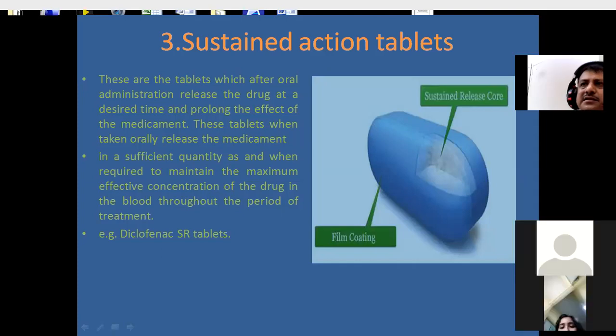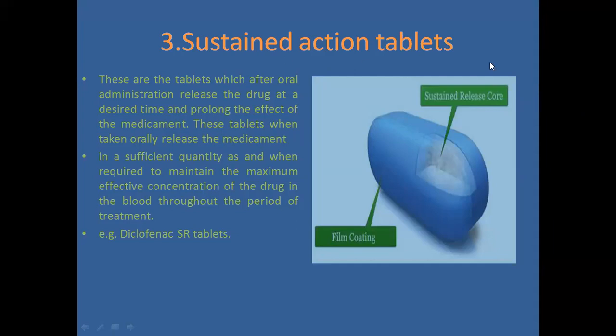Now let's move to the next, multiple compressed tablets example.